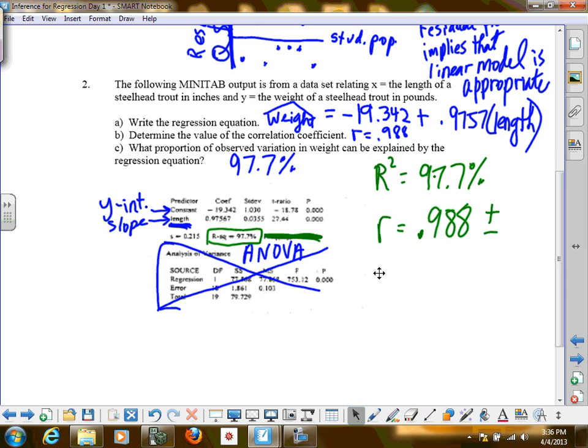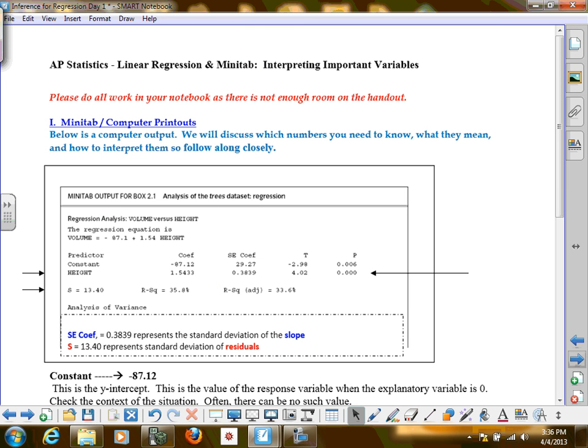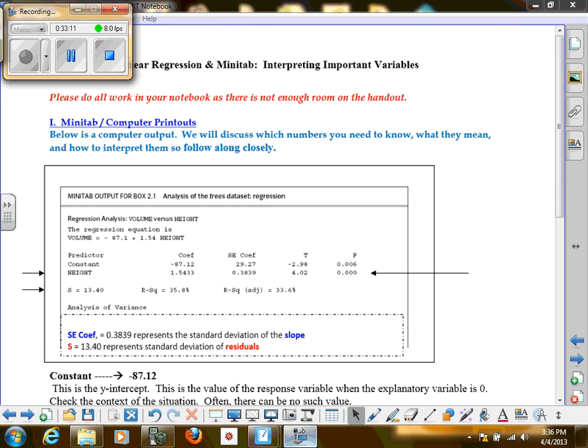Okay, so that is technically the end of the regression review. Now we are going to go on to this next page, and I'm going to teach you two things from that. I want to stop right there for just a second.